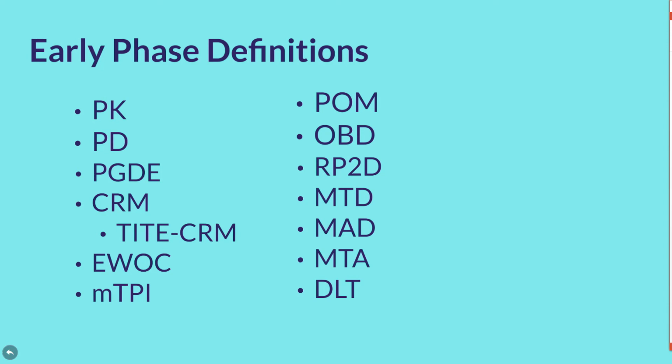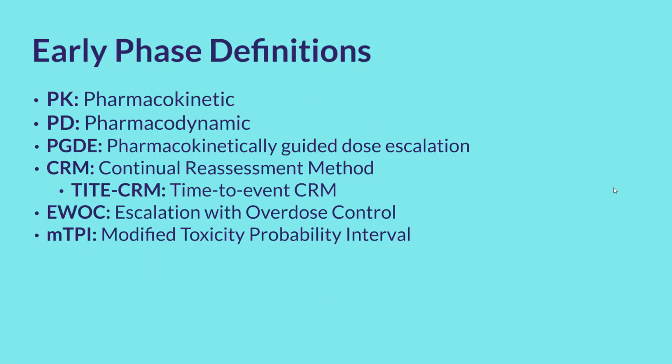MTD, MAD, and MTA are somewhat related: maximum tolerated dose, maximum administered dose, and molecularly targeted agents. And then we have DLT, which is the dose-limiting toxicity. So how do we employ these various definitions? As you go back through your worksheet, you can reference the definitions here.